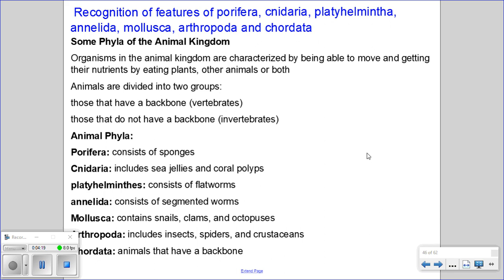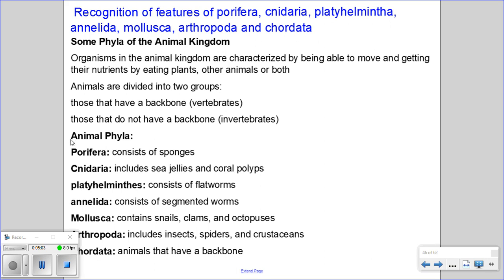Some of the phyla of the animal kingdom that we'll go through include the Porifera, the Cnidaria, the Platyhelminths, the Annelida, Mollusca, Arthropoda, and Chordata. In the animal kingdom, organisms are characterized by being able to move and getting their nutrients by eating plants, other animals, or both. Animals are divided into two groups, those that have a backbone, the vertebrates, and those that do not have a backbone, invertebrates. Note that the only group here with a backbone, the vertebrates, are the Chordata. Everything else would be considered an invertebrate.